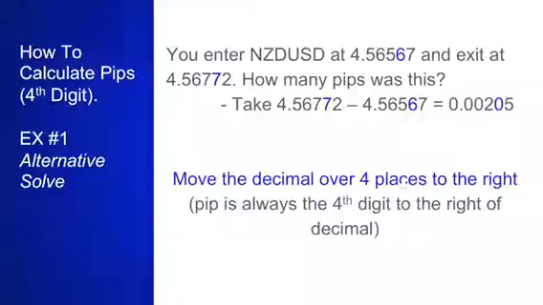There's an alternative way, and this is the way that I personally like to use, because I don't like dividing numbers either. I'm not a dividing type of person. If you move the decimal over 4 places to the right, remember, the reason we're moving it 4 places to the right is because the pip is the fourth digit to the right of the decimal. So if you take that point where it says equals 0.00205 and slide that thing over 4 places, you will get the same answer.